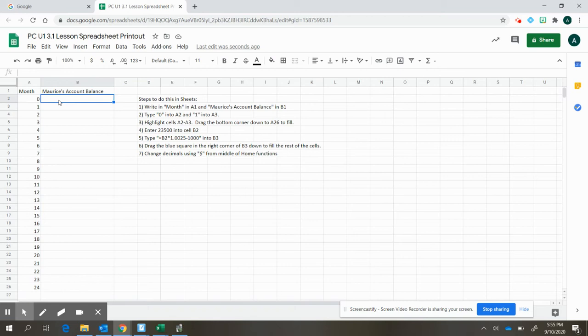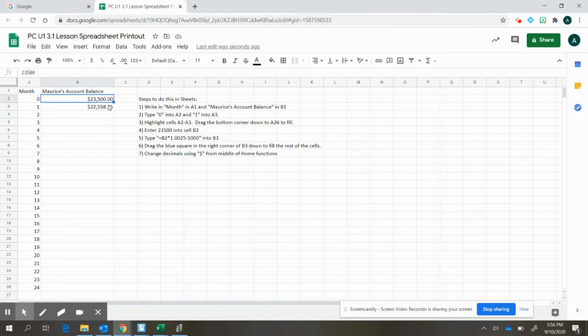Okay. Next thing we are going to do is type in our starting balance for month 0. And the next thing that we are going to do is type in an equal sign. Then we're going to use that same idea of recursive. We're going to take the previous month's balance, so B2, times, you're going to have to hit the star, 1.0025 minus 1,000. We're going to hit enter. And it is going to show us this next month's balance.